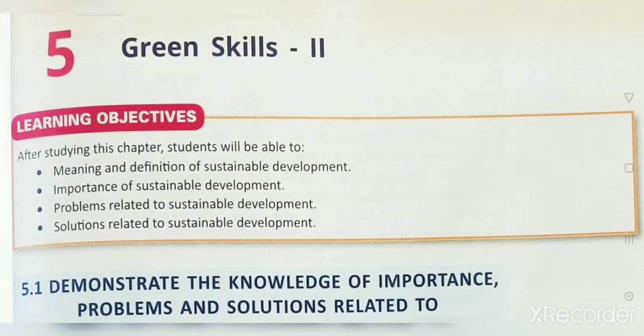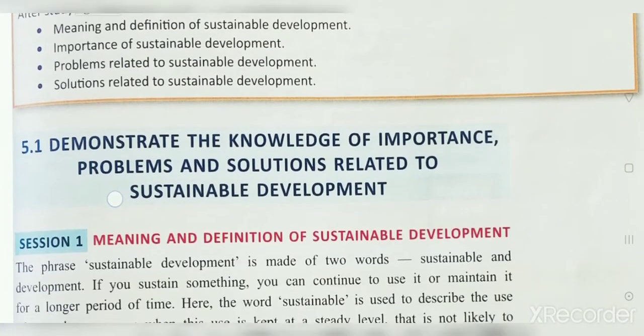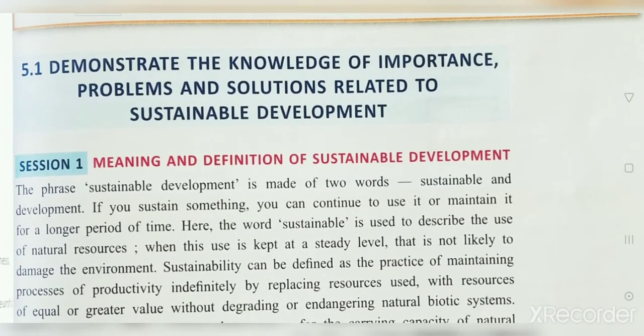In this unit we are going to study the meaning and definition of sustainable development. What is sustainable development and what is the definition? We will study the different kinds of sustainable development. Next we have the importance of sustainable development, then problems related to sustainable development, and the last point is solutions related to sustainable development. So yes, now we'll start. The first point is to demonstrate knowledge of the importance, problems and solutions related to sustainable development.